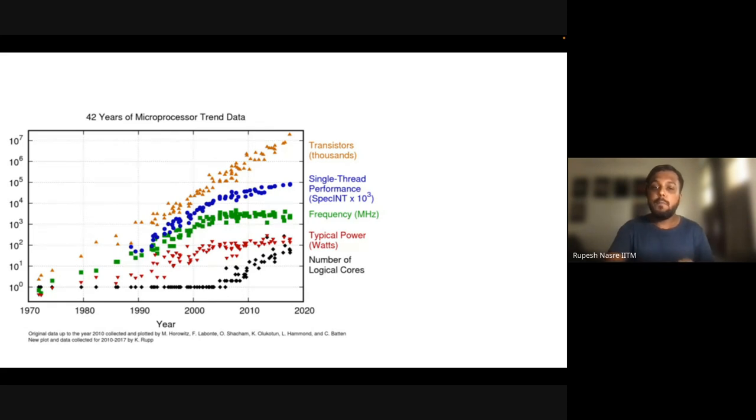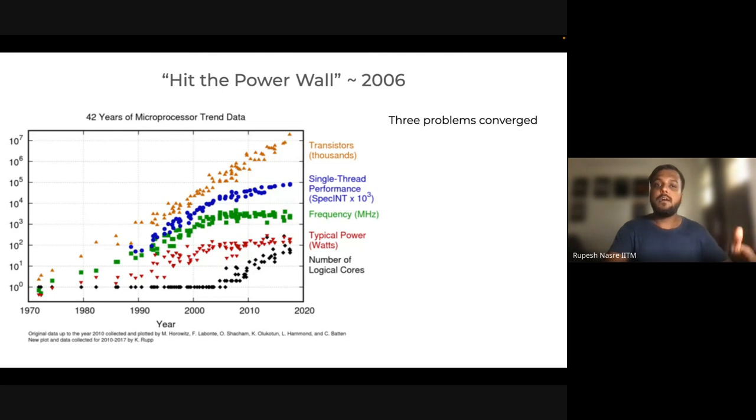There were majorly three problems which converged. The famous one is the power wall, which was in 2006. Around 2006, the computer industry faced three major problems that limited the performance of the CPUs. The first problem was the power wall, which means that increasing the frequency also increases the power consumption and heat dissipation of the microprocessor, which could damage the hardware and cause instability.